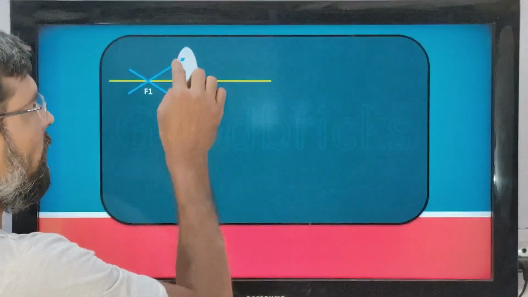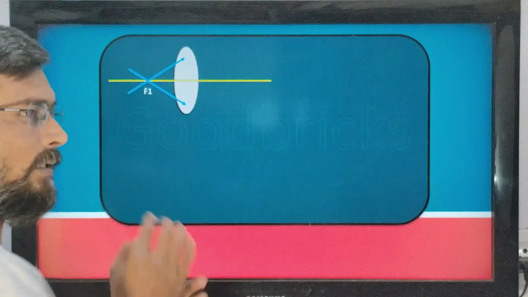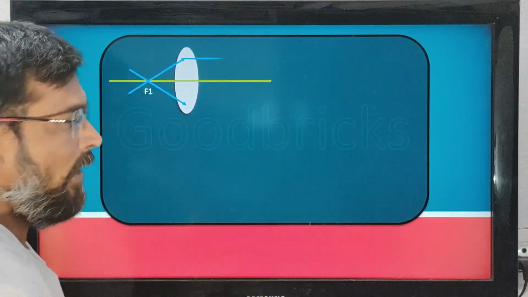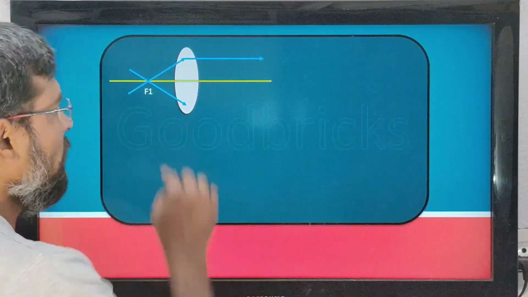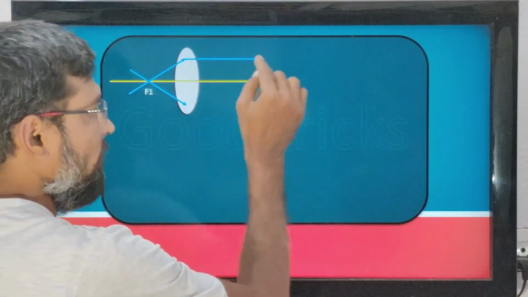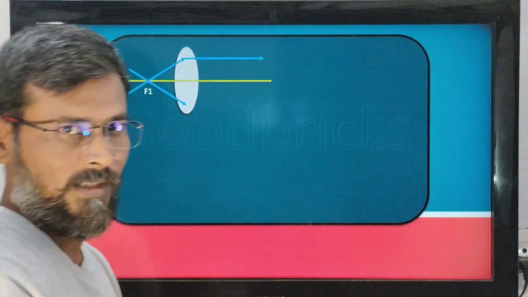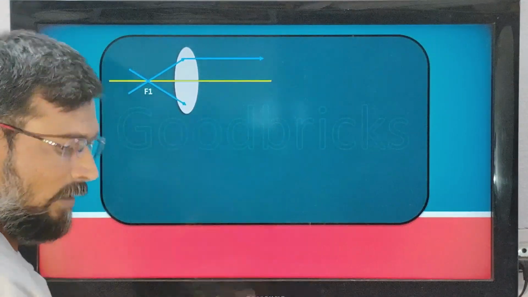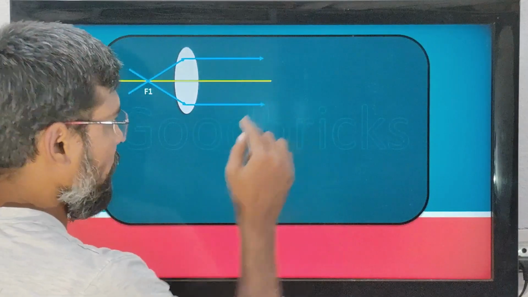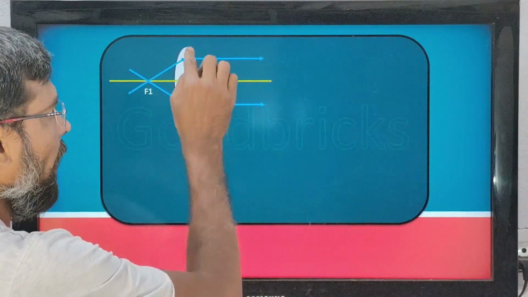So the refracted rays of these two incident rays will be parallel to the principal axis. For this incident ray, this is the refracted ray when it is coming out from the lens. And for this incident ray, this is the refracted ray which is coming out from the double convex lens.